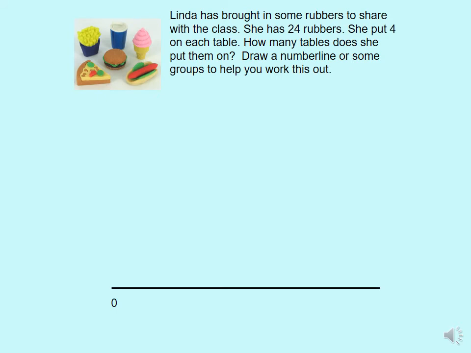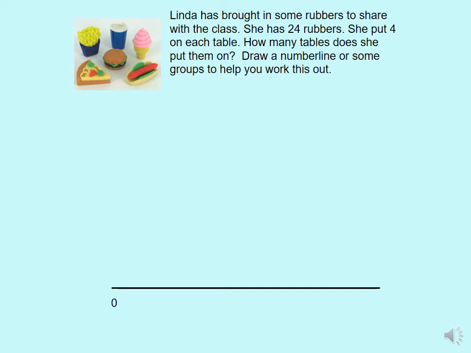This is the next one I'd like you to have a go at, please. We are still counting up in 4s. You're going to start in 0, jump up in 4s, and then count the number of jumps. Linda has bought some rubbers to share with the class. She has 24 rubbers. She puts 4 on each table. How many tables does she put them on? So I want you to draw out a number line and have a go at this one, please.